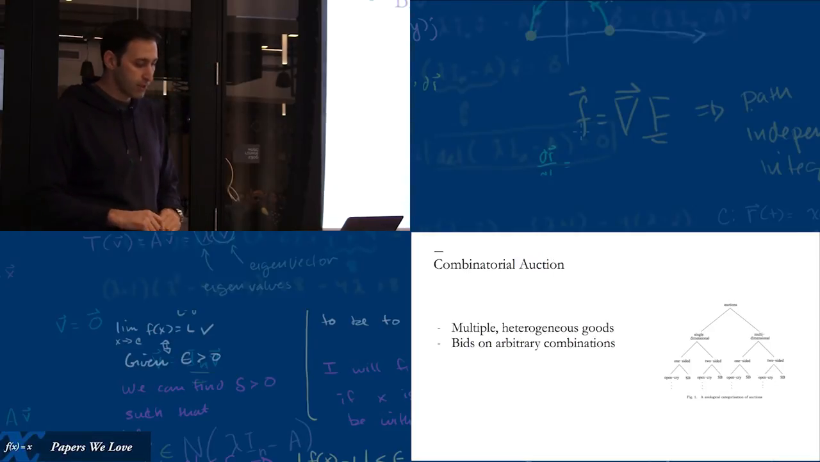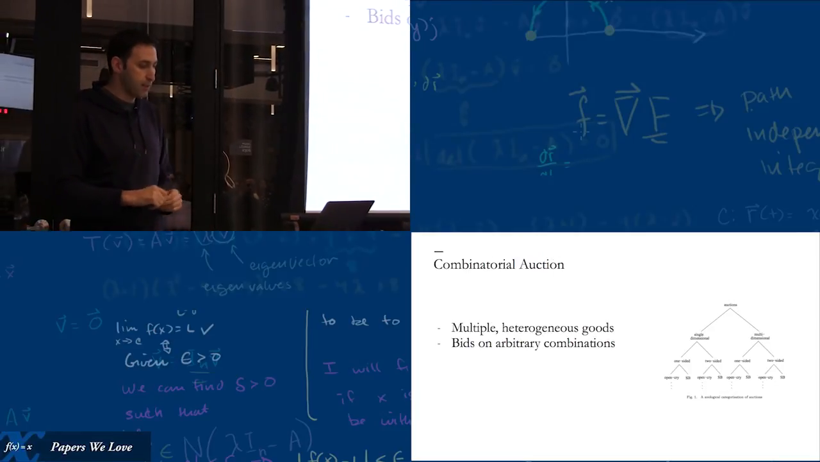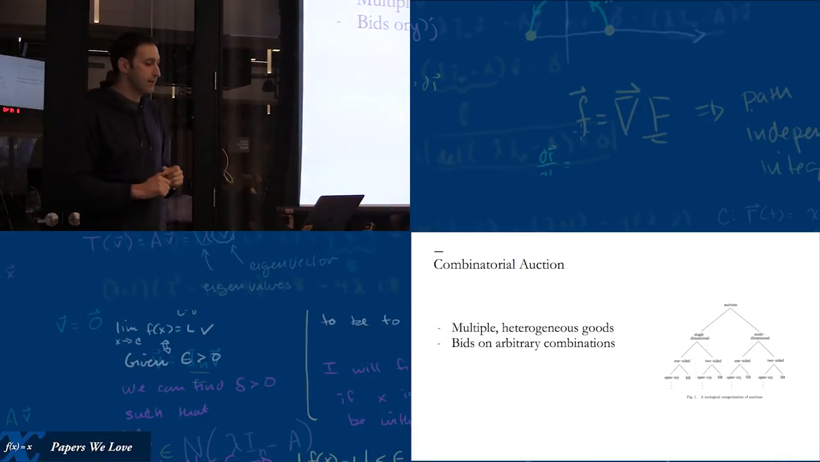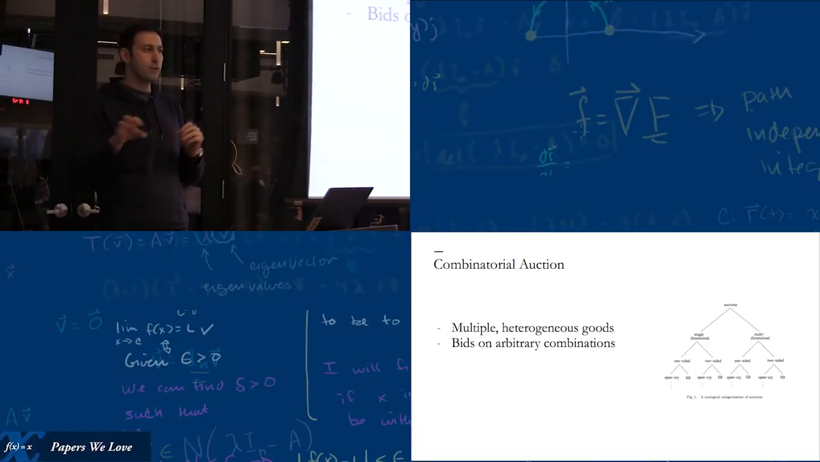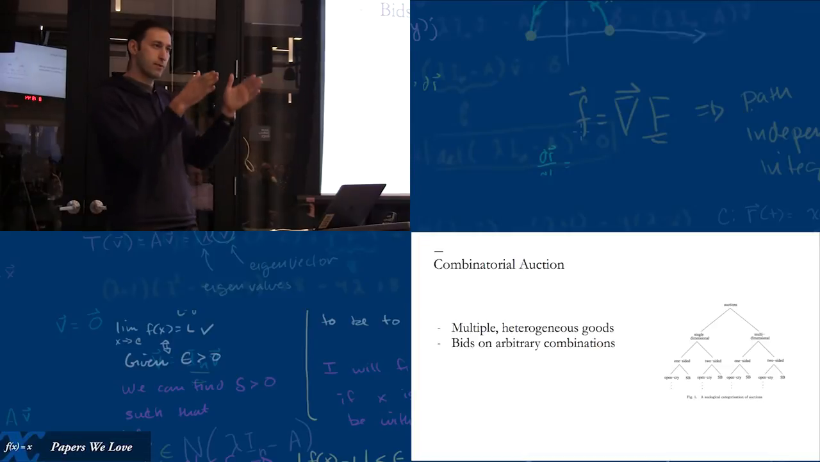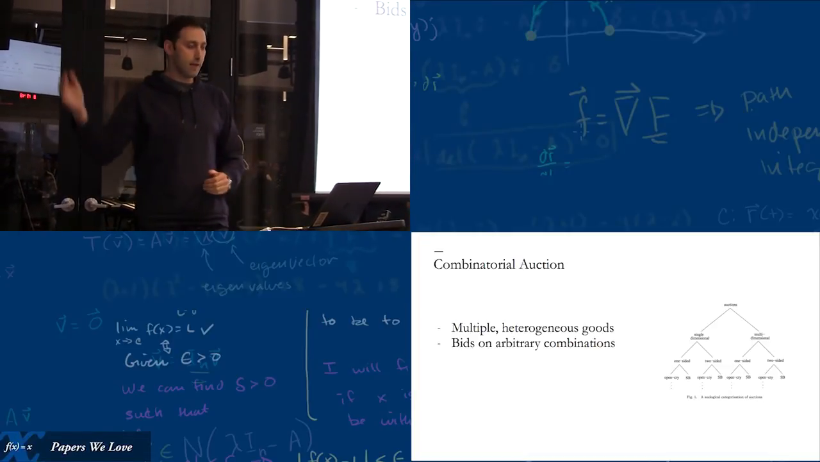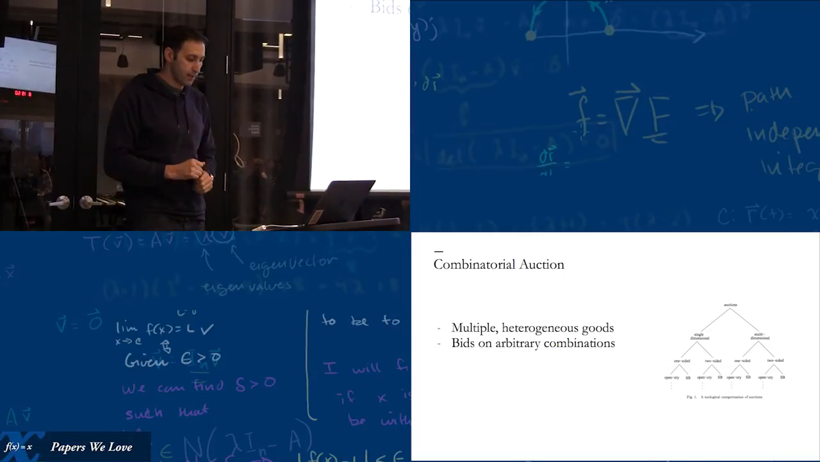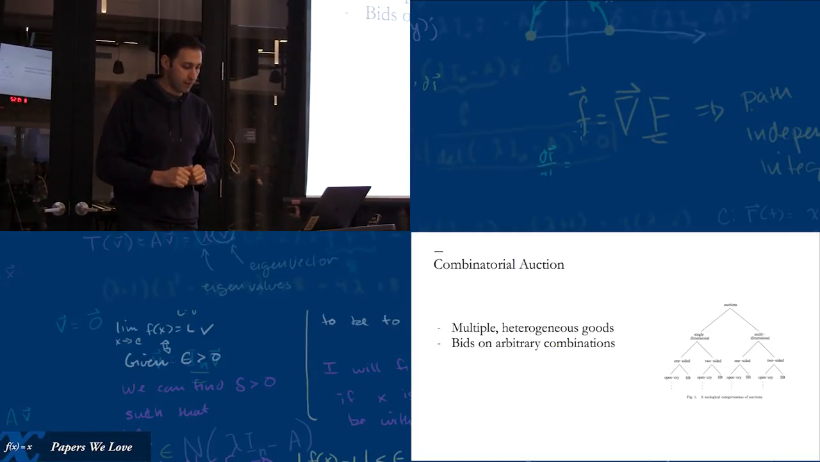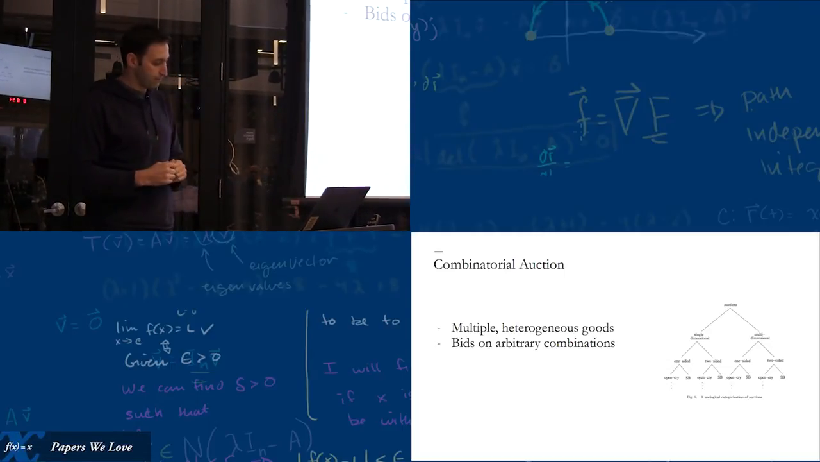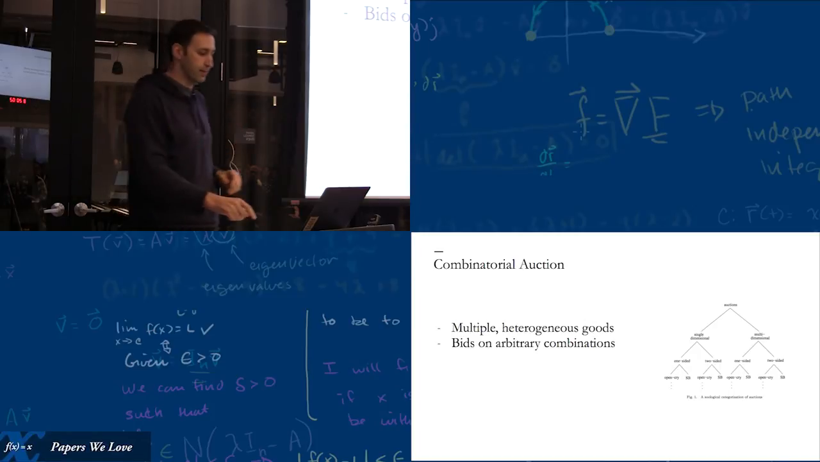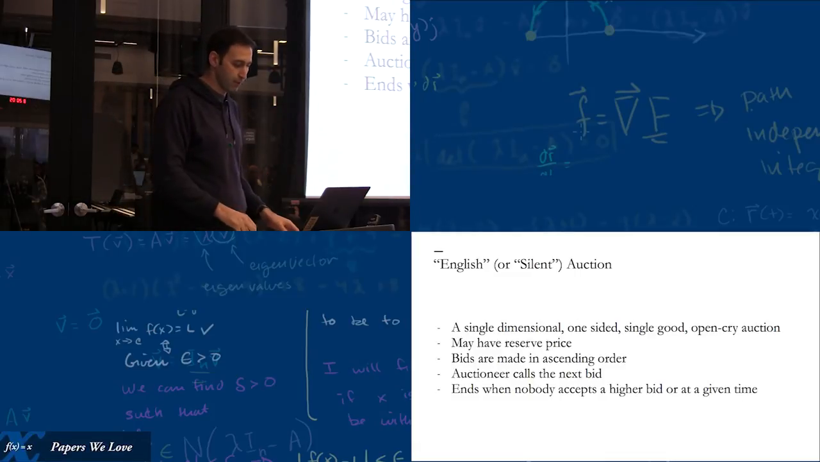There are also auctions that are combinatorial, in the sense that you have goods that are not the same thing. I might want fish of a certain quality, then a delivery date, then some other aspect of this. In some ways I might be okay with arbitrary combinations of these things, but in other ways I might not. So those are combinatorial auctions.